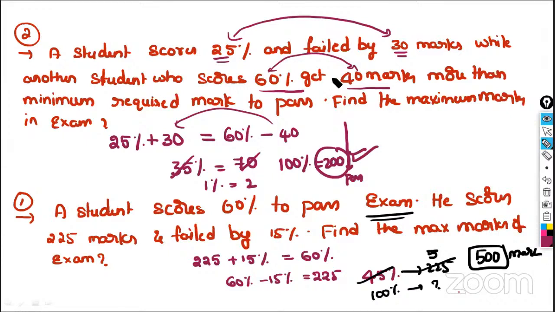Here what I have to do? I'm equating the pass marks. So percentage marks, 60 minus 25, how much? 35%. So minus 40 will become plus 40, 40 plus 30, 70. So 35% is 70, then 1% is 2, then 100% into 2, how much? 200. Is it clear?